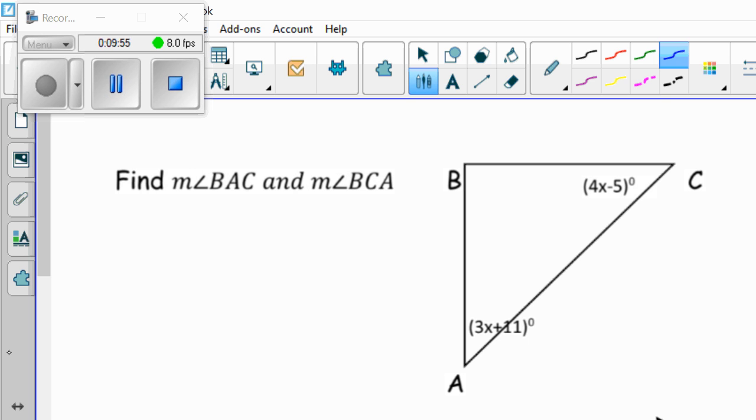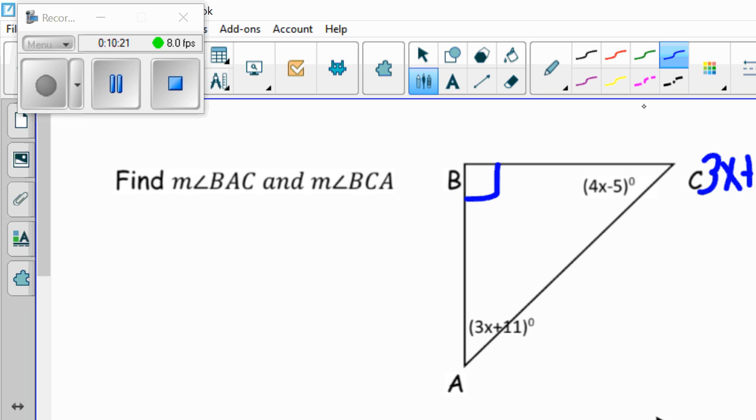And again, on your notes, this is marked a right triangle. So I know that 3x plus 11 and 4x minus 5, so BAC and BCA, together they have to add up to equal 90. So I would say 3x plus 11 plus 4x minus 5 equals 90.